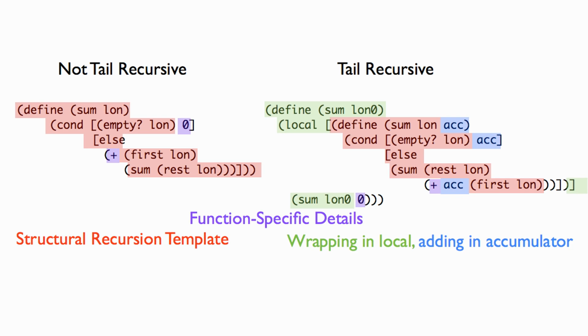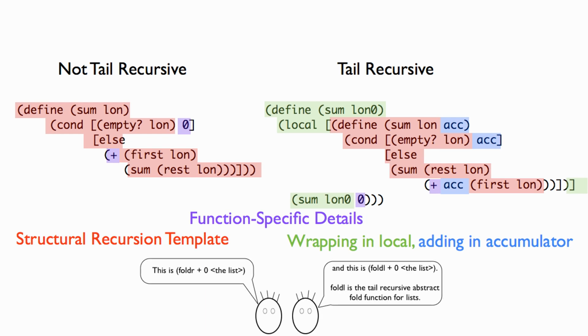And then with regard to the details, both functions have exactly the same details, but they're in a different place. So in the original version, the sum of an empty list, which is 0, sits here in the base case. In the new version, the sum of an empty list, which is 0, sits as the initial value of the accumulator. In the original version, plus first of lon is around the recursive call that says, go get the result of adding up the rest of the list, and then we'll add first to it. In the new version, plus first of lon sits in the accumulator position. It says, add this number to the result so far and keep going.